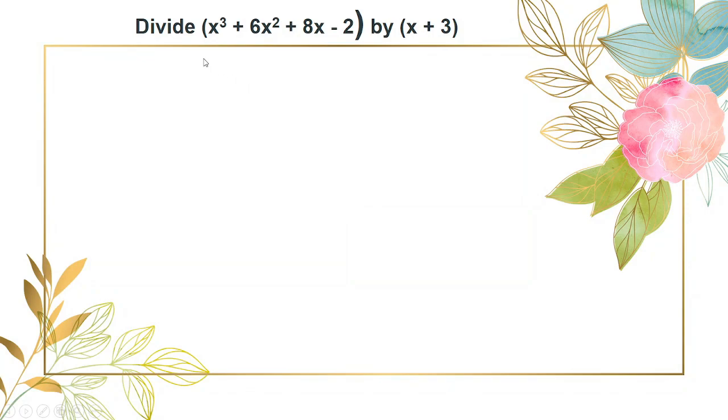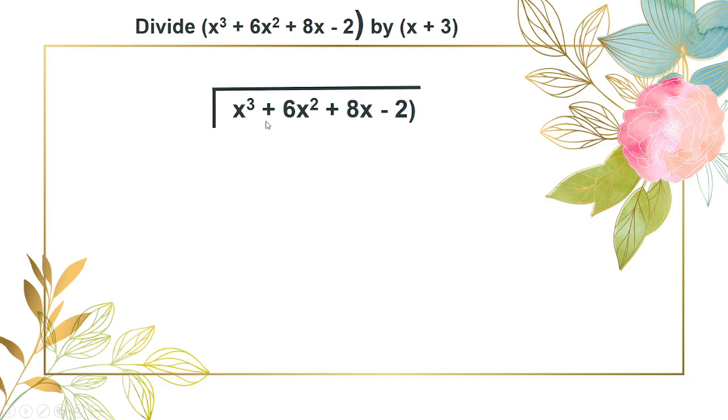Let's have example. This is our number 10. Let's go back. Divide x cubed plus 6x squared plus 8x minus 2 by x plus 3. Now you check the terms whether they are in descending powers. Obviously, it is. Next, so we're going to divide this by x plus 3. The divisor is also in descending power, so check. Then divide the first term, so x cubed divided by x is x squared.